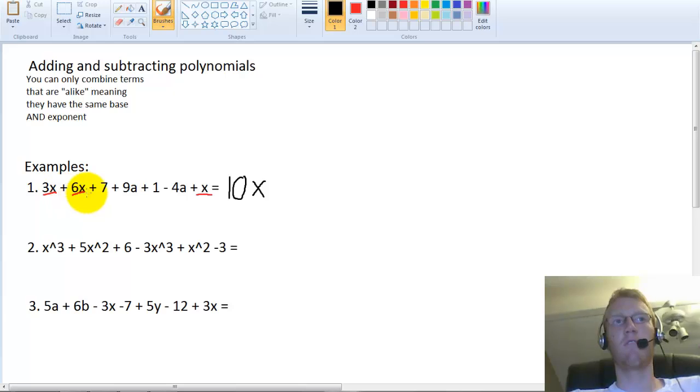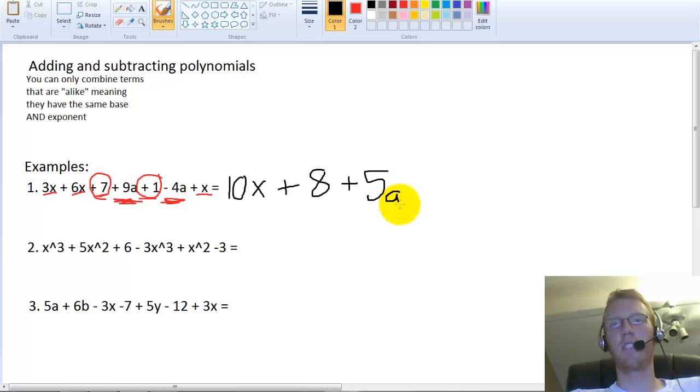Anything with an x in it to the first power, I've combined. Now let me look at my numbers. I've got a 7 and a 1. So positive 7, positive 1, is plus 8. And lastly, I've got a positive 9a minus 4a. These are like terms because they both have an a to the first power. Positive 9a minus 4a, 9 minus 4 is plus 5, and what is it? It's an a.